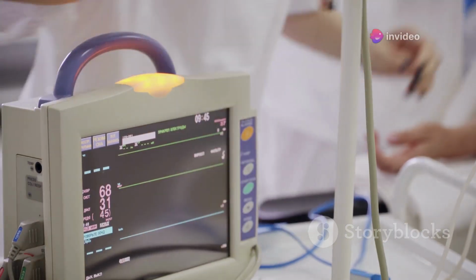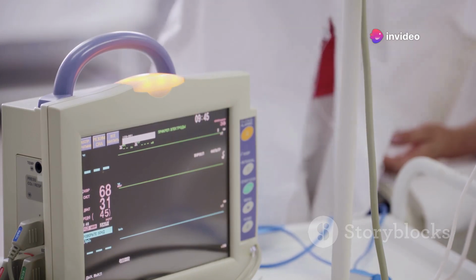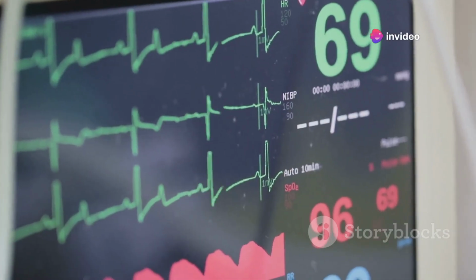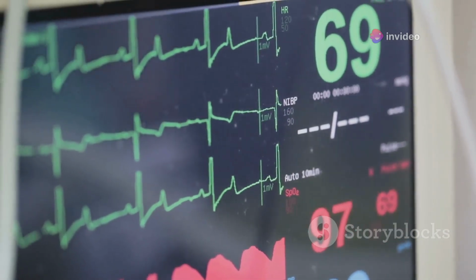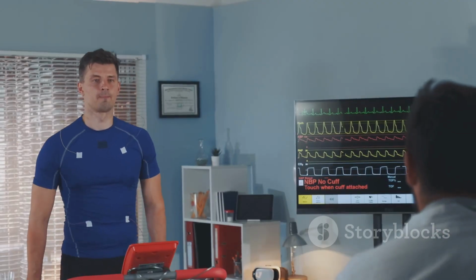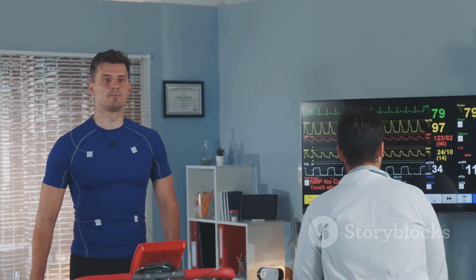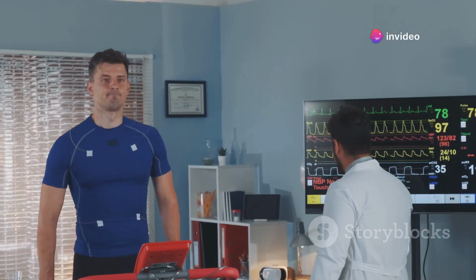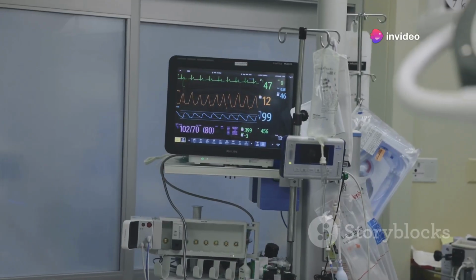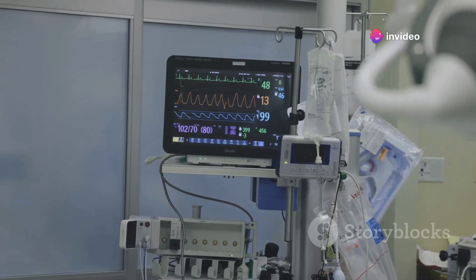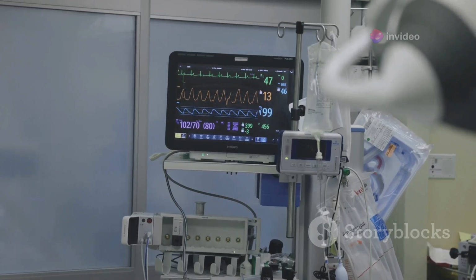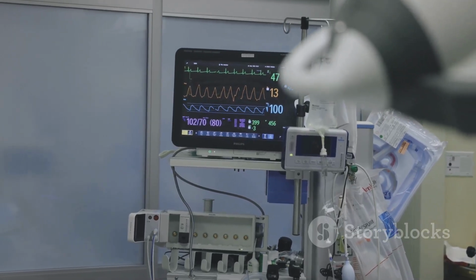Starved for oxygen: ischemia and infarction on the ECG. The heart muscle requires a constant supply of oxygen-rich blood to function properly. When the blood flow to the heart muscle is reduced or completely blocked, it can lead to ischemia, a condition where the heart muscle is starved of oxygen. If ischemia is prolonged and severe, it can result in myocardial infarction, commonly known as a heart attack, where a portion of the heart muscle dies.